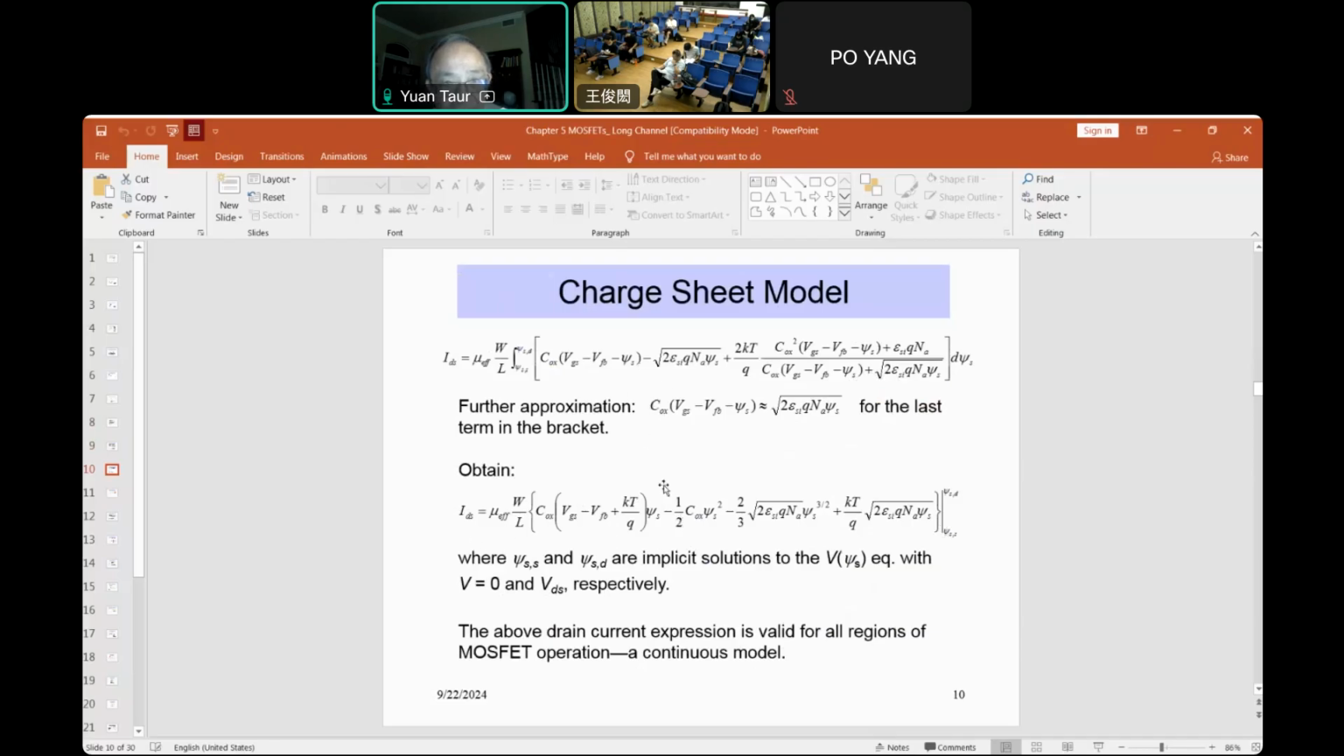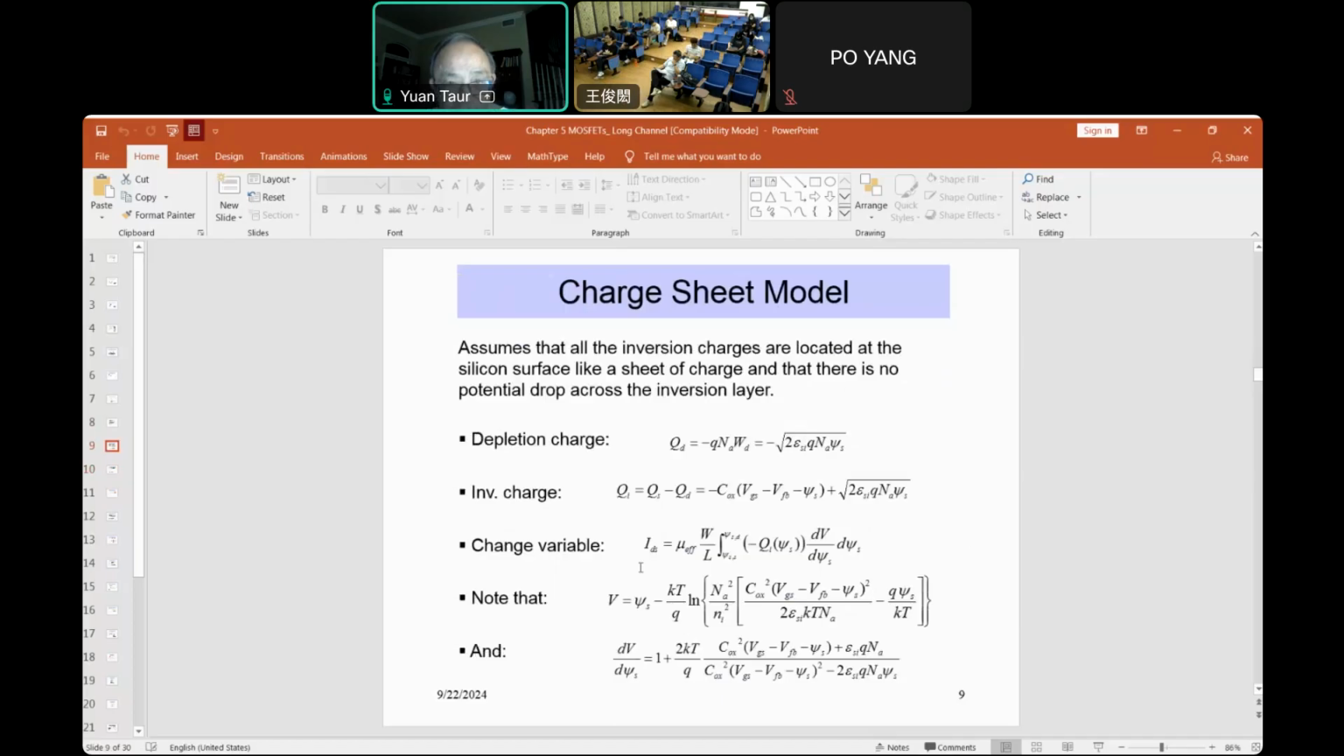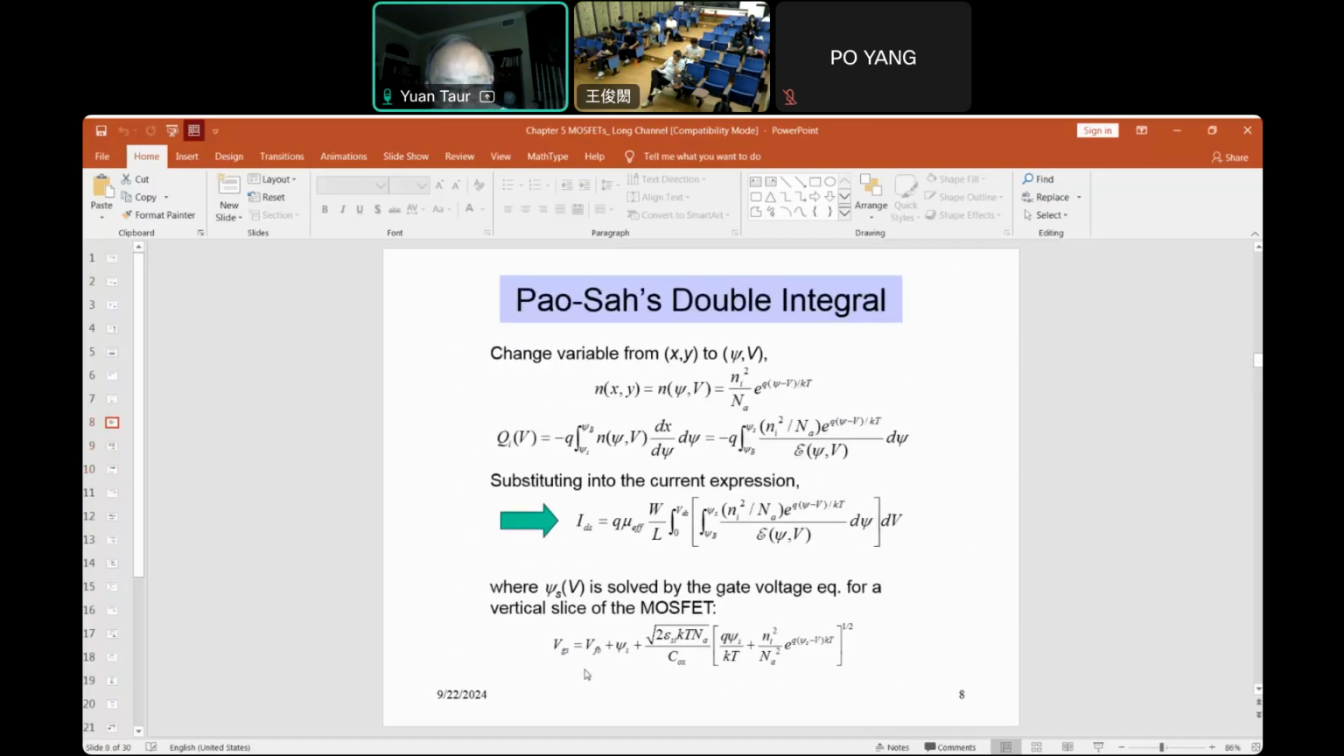and you have all this, the psi s square, psi s to the 3 halves from here, and all that. And the integration limit is psi ss to psi sd. Psi ss is the surface potential at the source. Psi sd is the surface potential at the drain. But to evaluate psi s, psi ss and psi sd, we still have an implicit equation to solve. Basically, it's given by this equation.